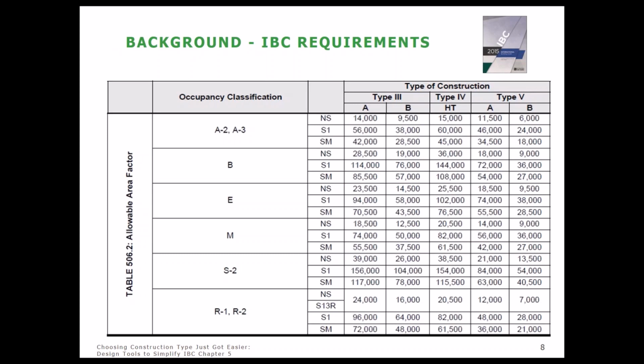And then what about allowable area? This is the third and final table of the main ones in Chapter 5, 506.2, it's actually called, it yields an allowable area factor. So we'll enter this table again with the occupancy group. We have the main combustible construction types here. These rows are a little different. This has NS for non-sprinklered. S1 means sprinklered one-story building, single story, and SM means sprinklered multi-story building.